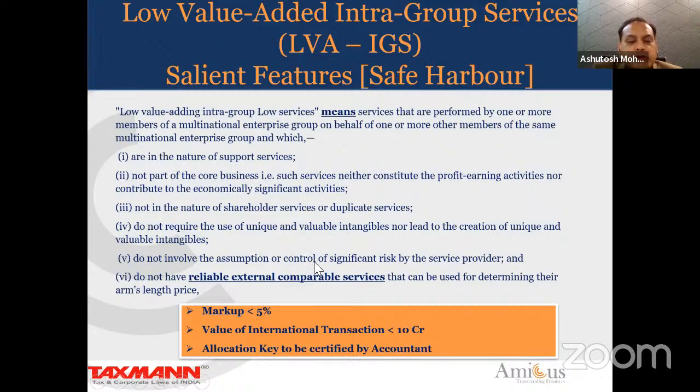The idea here is basically to suggest that these services are low value adding services. And that is why this condition is there, that there should not be assumption or control of significant risk. Because if the value addition itself is low, then that means that the degree of risk is also low. There is one condition which is inbuilt in our safe harbor regulations. This is a very controversial requirement or condition, that the safe harbor for low value added intragroup services in India is available only when you do not have reliable external comparable data that can be used for determining the arm's length price.